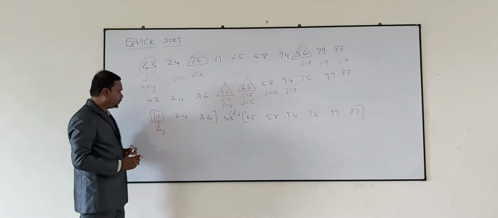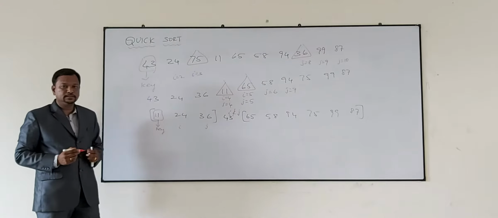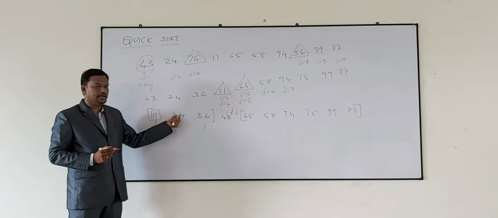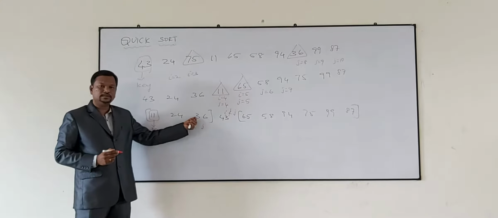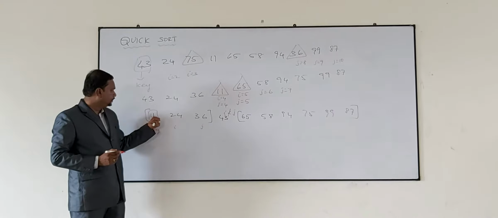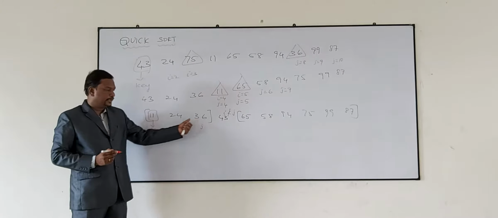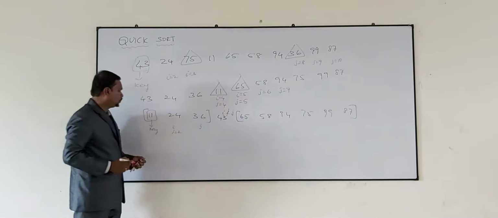Again we will set the ith position and the jth position. First we will search for the first biggest number. 24 is the biggest number. Then from right to left we will search for the first smallest number. 36 is the biggest number. Again the jth position should be decremented, that is 2.